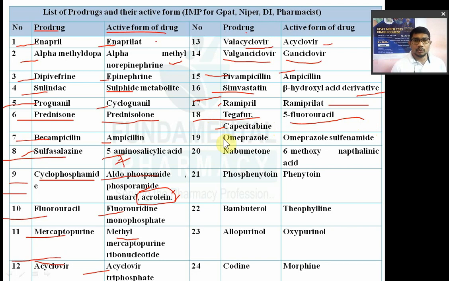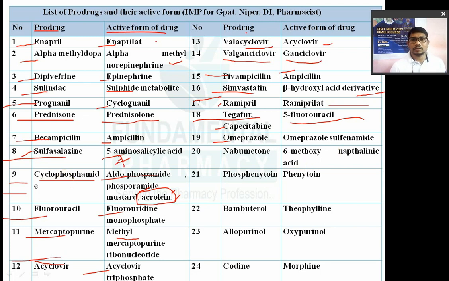Now omeprazole. Omeprazole is known as a proton pump inhibitor. ये क्या करता है? It is an anti-secretory agent. ये acid नहीं बनने देगा stomach. Omeprazole, rabeprazole, pantoprazole, esomeprazole, dexlansoprazole. So all these are nothing but the proton pump inhibitors. All these are the prodrugs. Proton pump inhibitors are the prodrug.